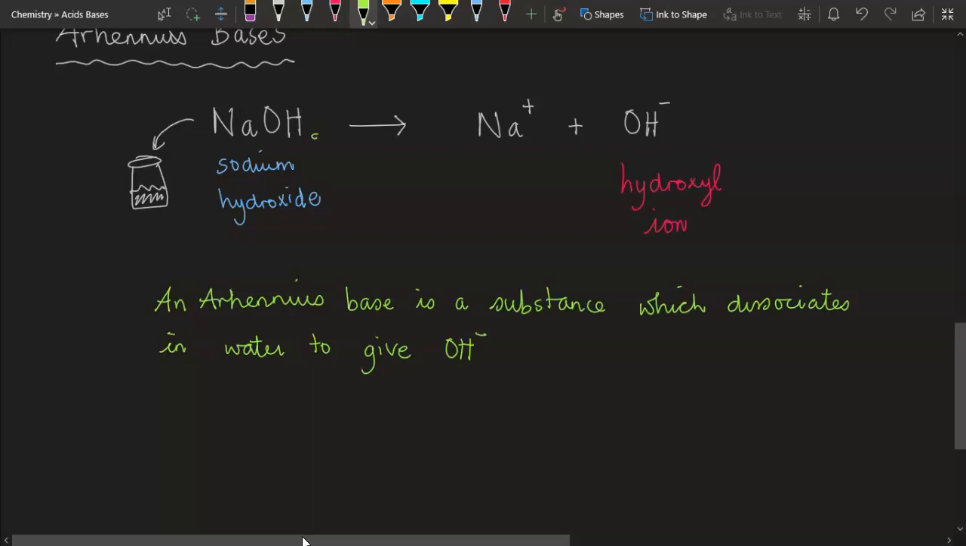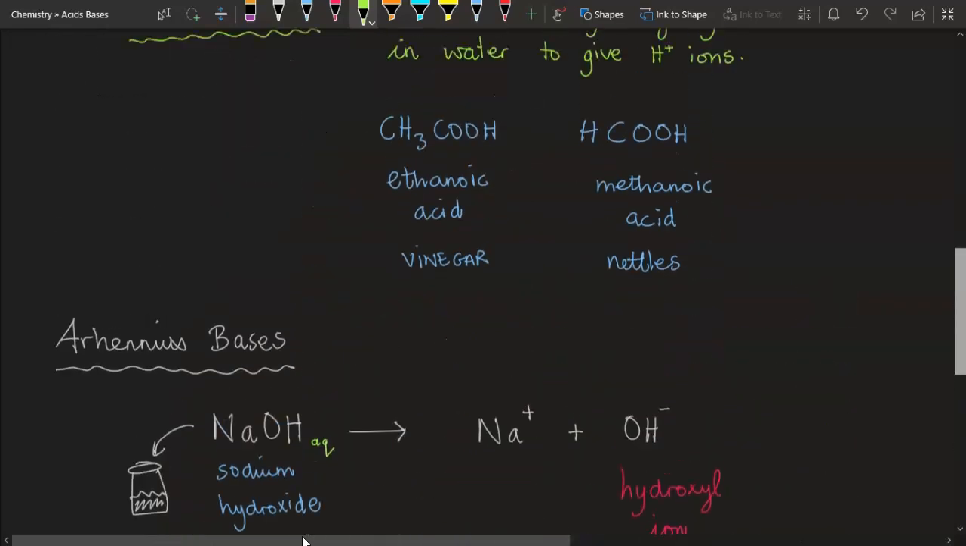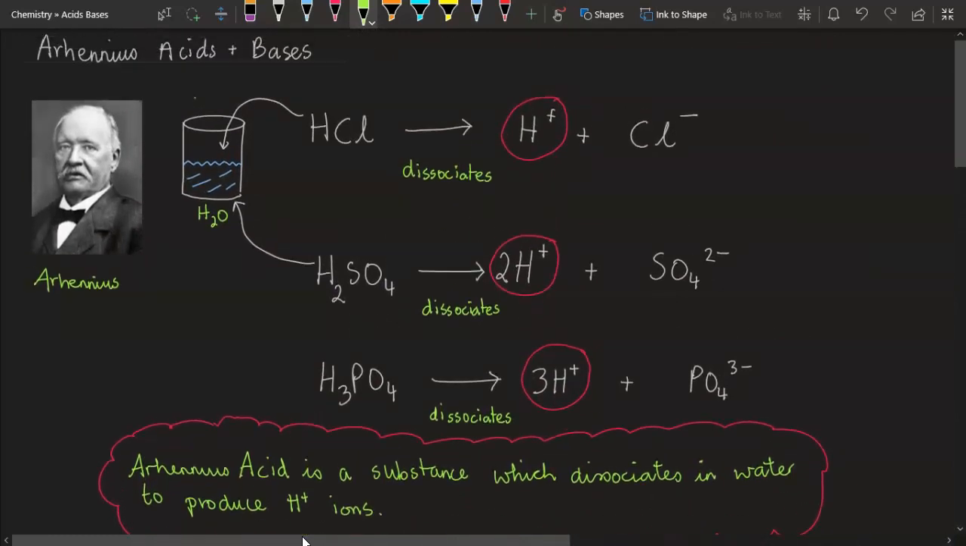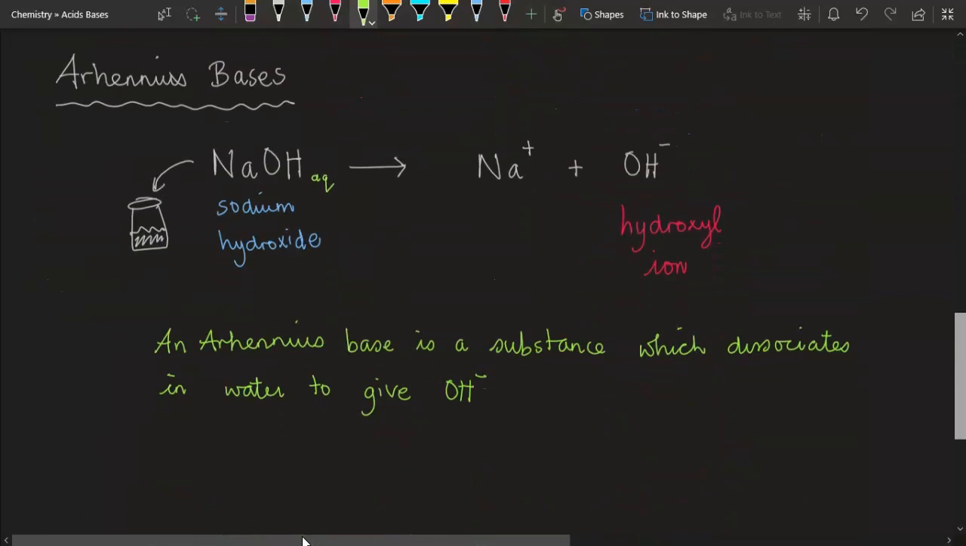And you'll find that in a lot of these examples you see in the book and questions and stuff like that, you'll actually see AQ written beside the actual molecules. The reason why AQ is written in beside the molecules is because they are in aqueous solution. In other words, they are in water. This only happens in water.